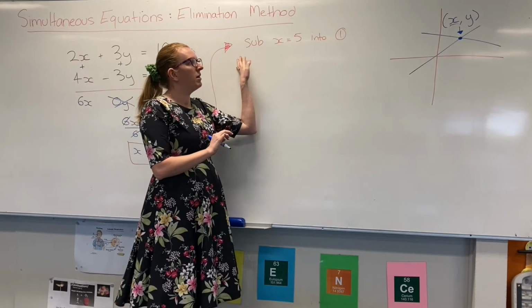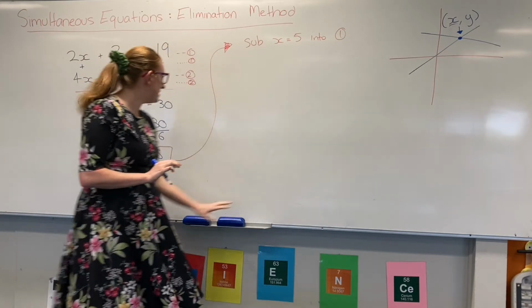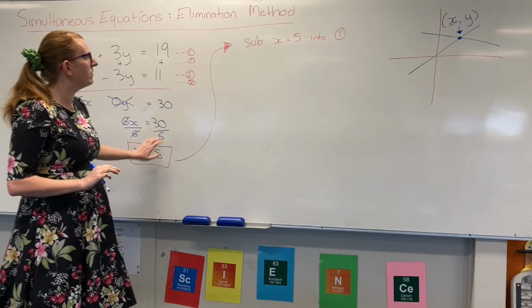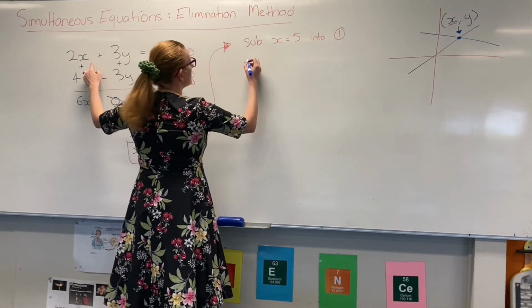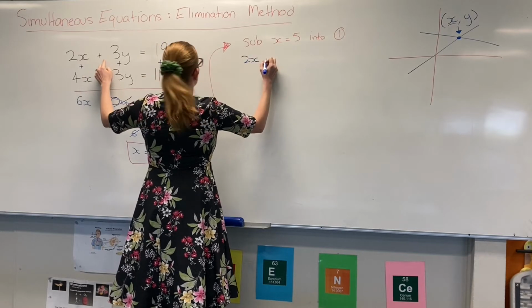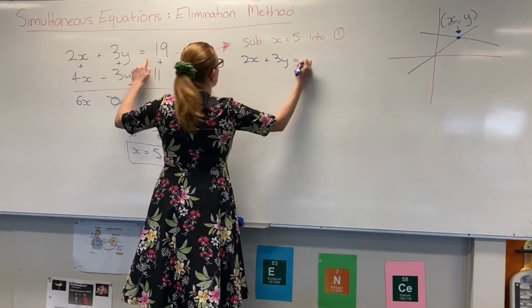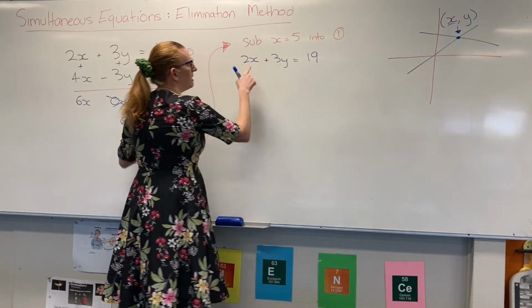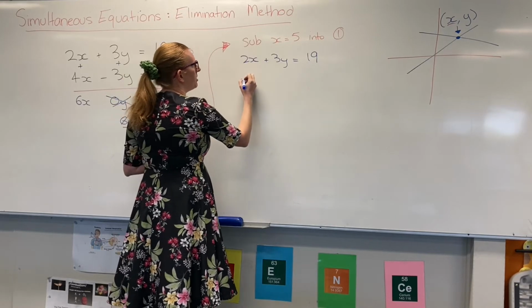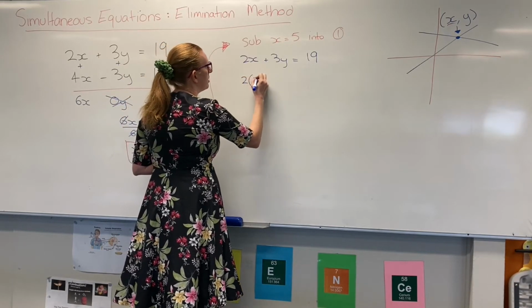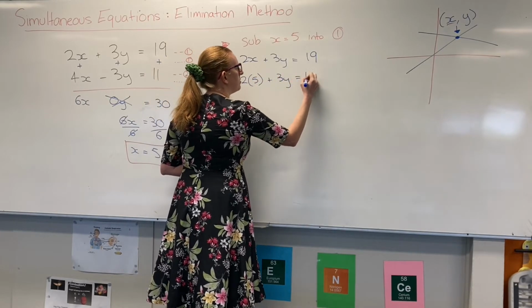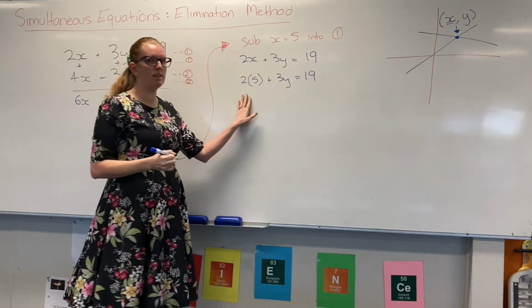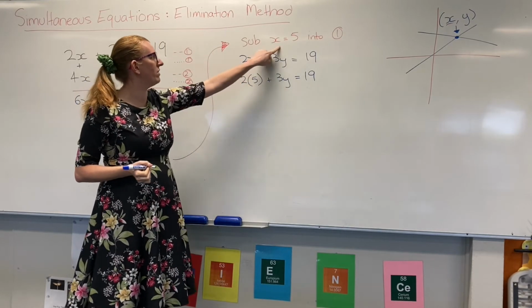So I've written my next set of instructions because now I'm subbing x equals 5 into equation number 1. Now equation number 1 was 2x plus 3y is equal to 19. But in place of my x, I'm putting 5. So it's 2 brackets 5 plus 3y is equal to 19. See what I did there? In the place of the x, I put the 5.